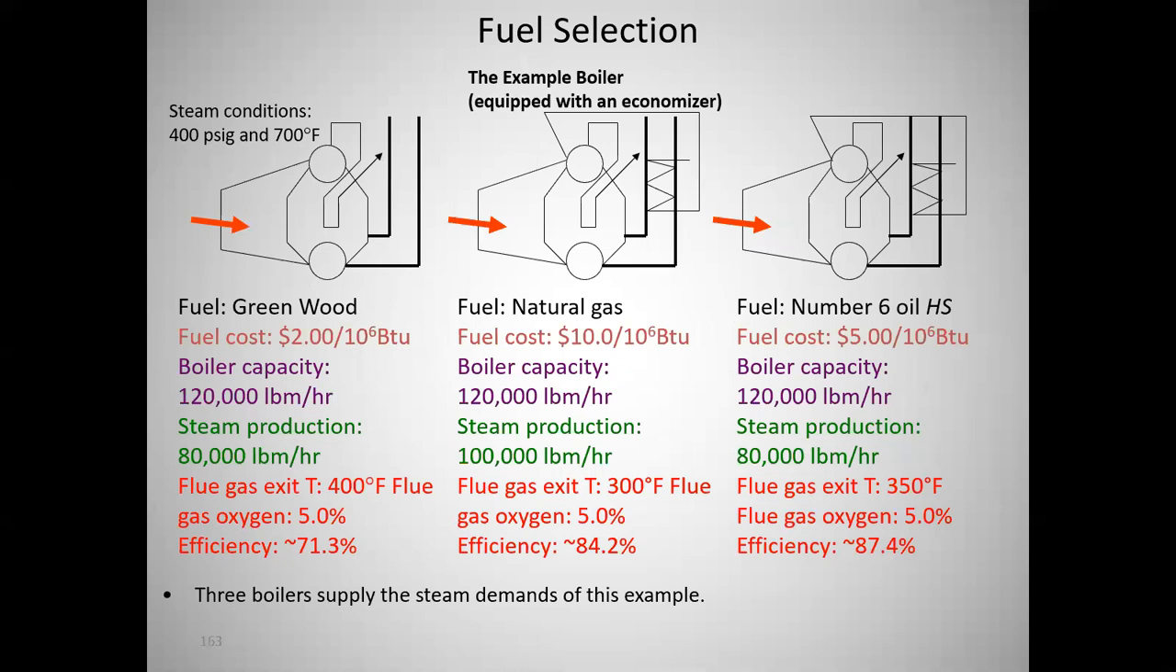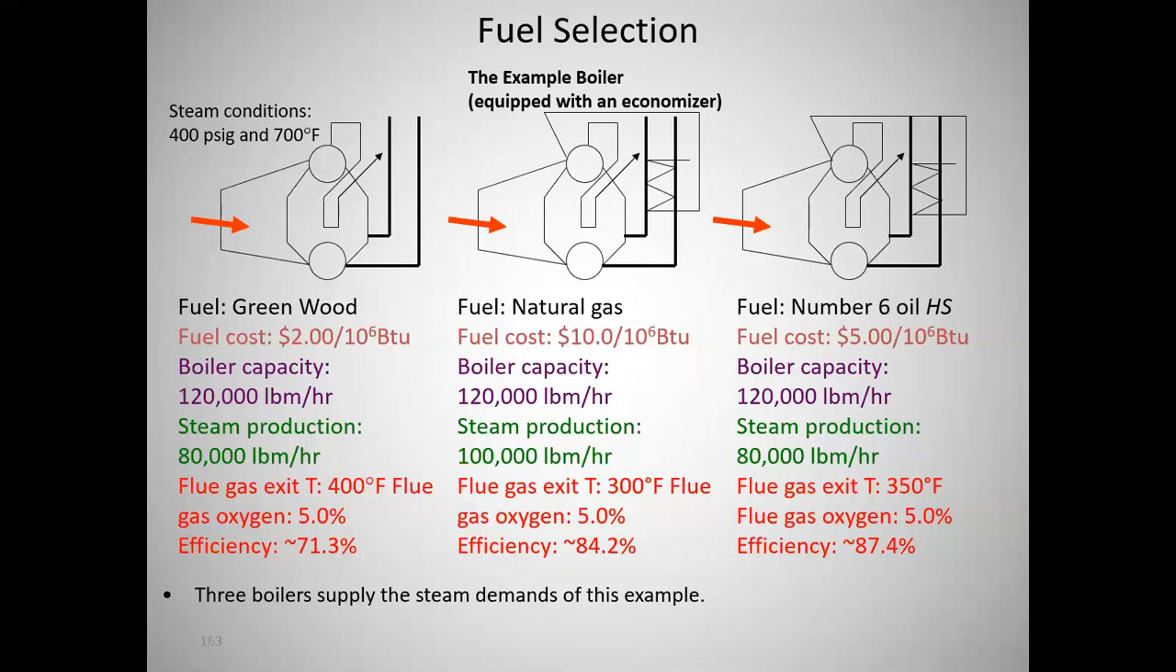Okay, so here's a little example. We've got 3 different boilers. The green wood boiler does not have an economizer, probably for fouling concerns. All of them produce steam at 400 PSIG and 700 degrees. The cost of green wood is $2 a million, the cost of natural gas is $10 a million, and the cost of number 6, high sulfur, is $5 a million.